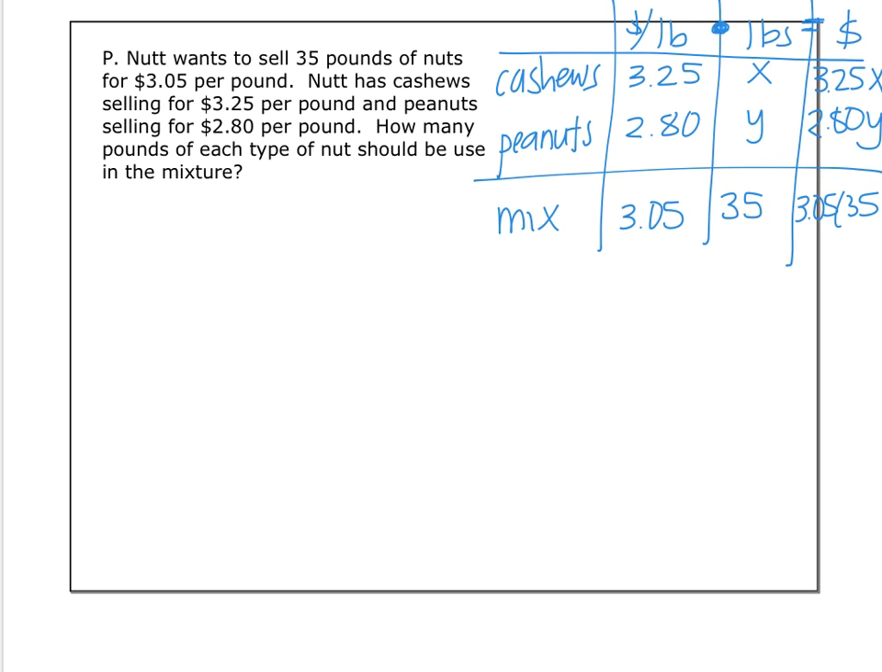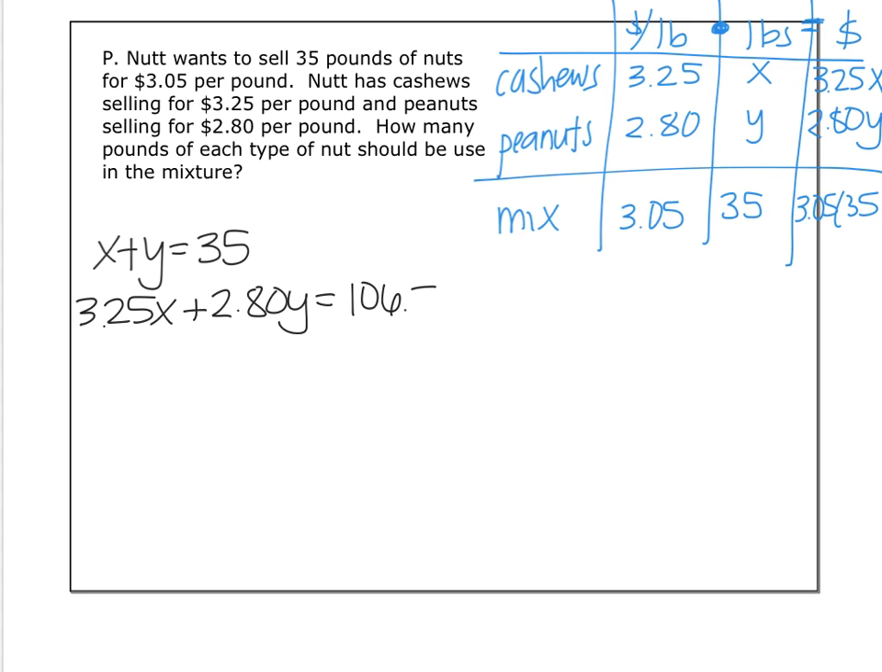So first we have this equation. We're going to end up with X plus Y is equal to 35. That's our first one. Then we look at the second one, so how much money we're totally making. So we know that we're going to have 3.25X plus 2.80Y, and that's equal to 3.05 times 35, which ends up being 106.75.